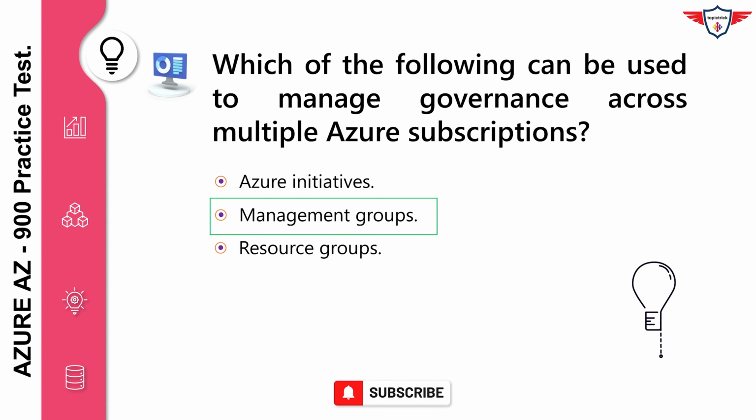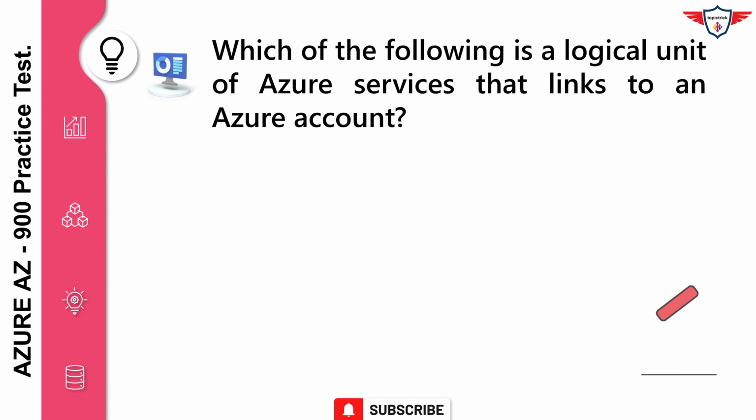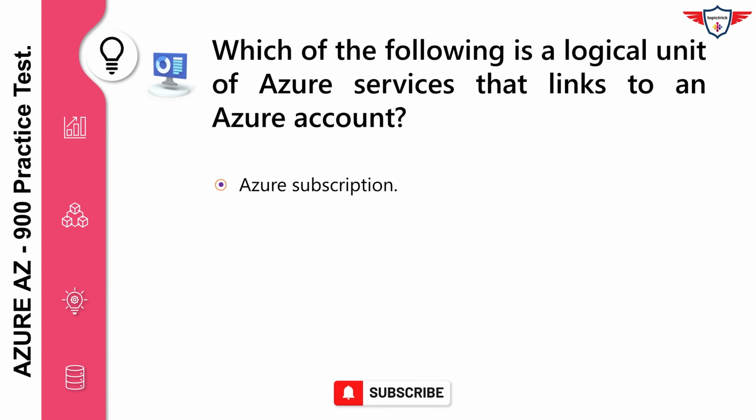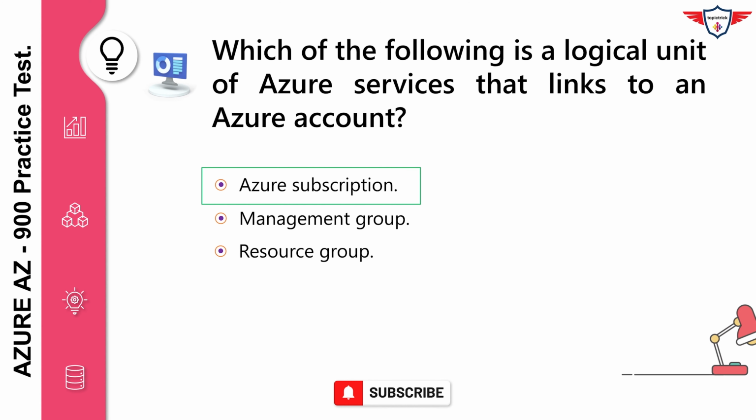Which of the following is a logical unit of Azure services that links to an Azure account? Azure Subscription, Management Group, Resource Group. The correct answer is Azure Subscription. An Azure subscription is a logical unit of Azure services that links to an Azure account.